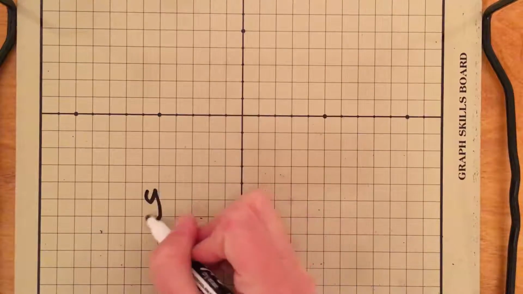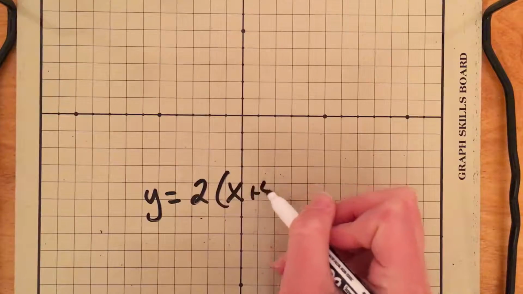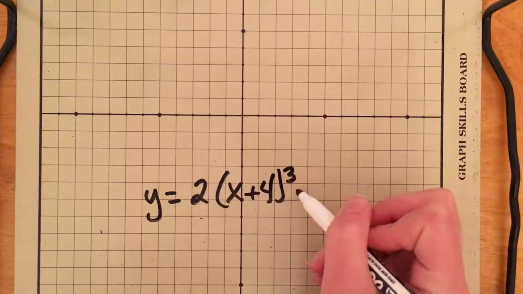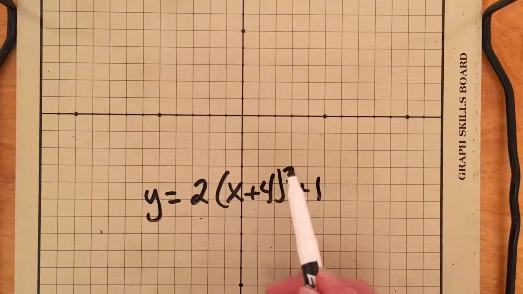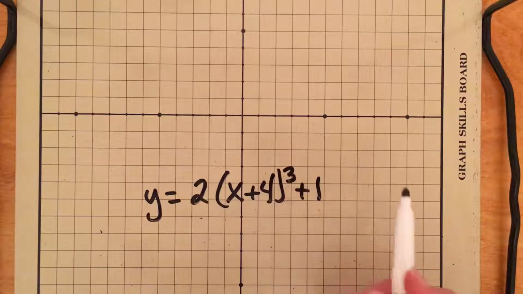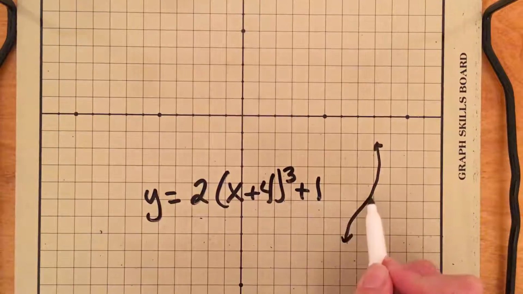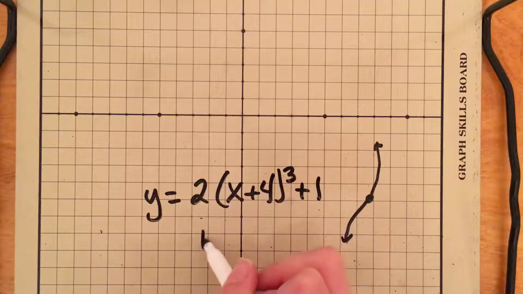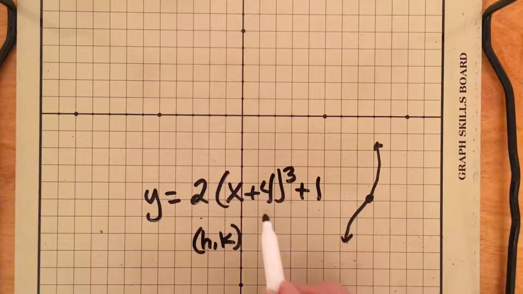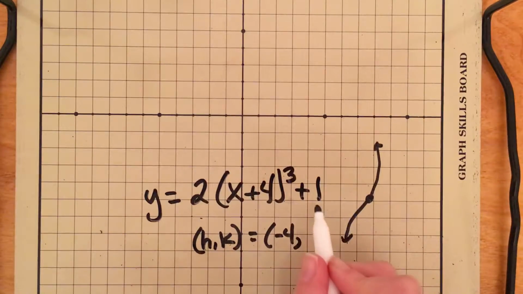So here's our equation we're going to try with our cubic. We have a positive 2(x + 4) cubed plus 1. And I know it's a cubic because of this 3 right here, so it's going to have a different shape than that parabola did. It's going to look like an S, kind of like this squiggly shape, okay? This meaning that was the center. So let's first of all figure out the HK point. So HK is the opposite of this number in the parentheses, so negative 4, and then this one stays the same.